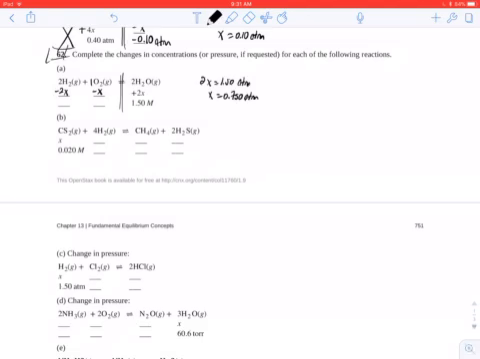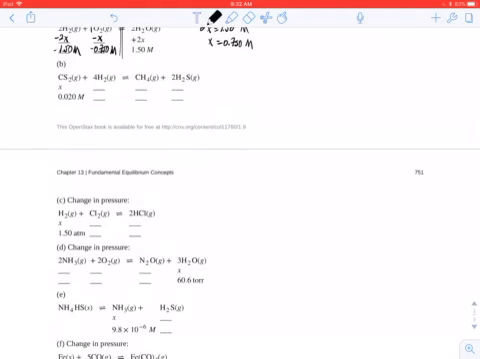So on the left, we're going to have minus 0.750 molarity. I'm not sure why I put atmospheres. That should be molarity. Let's erase that and fix it. And this is going to be minus 1.50 molarity.